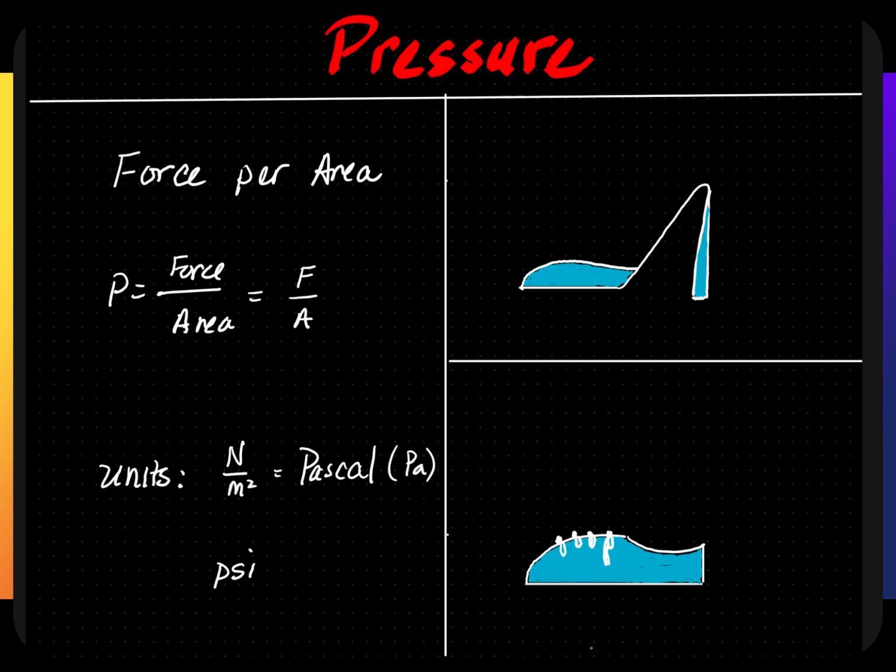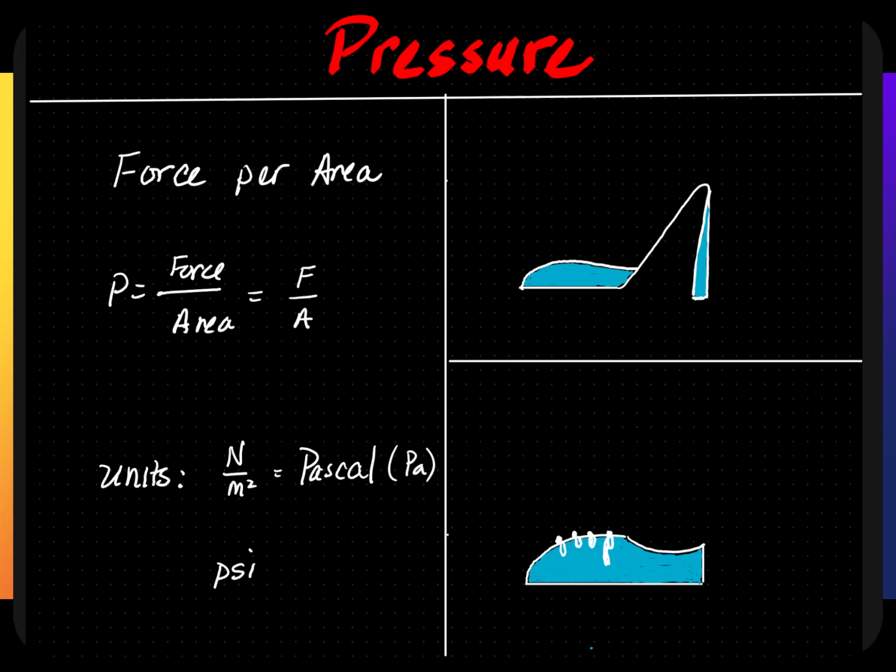So what is pressure? Pressure is force per area. So P is equal to F over A. Force units are Newtons. Area units are square meters, which gives a Pascal in SI units. If you calculate this in the imperial system, force will be in pounds and area will be in square inches, so you get psi. So let's look at this example.